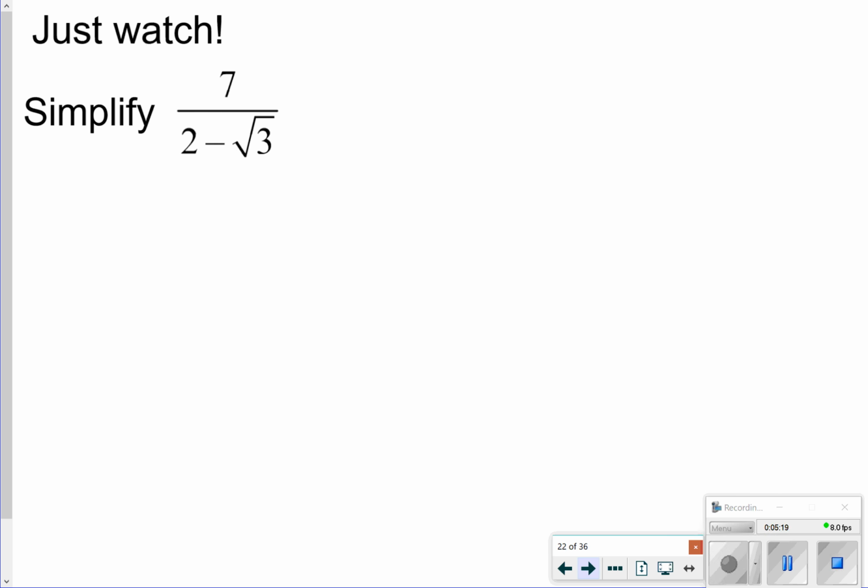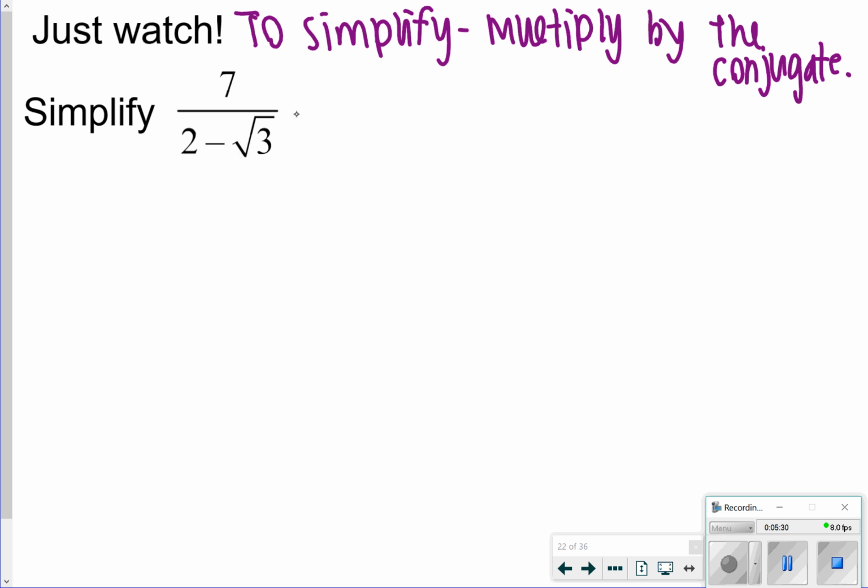All right, so here's an example. We have 7 over 2 minus the square root of 3. What I'm going to do here, in order to simplify it, is I'm going to multiply it by its conjugate. So what that looks like is this. Instead of saying 2 minus the square root of 3, I'm going to do 2 plus the square root of 3. But whatever I do to the bottom, I'm also going to do to the top.